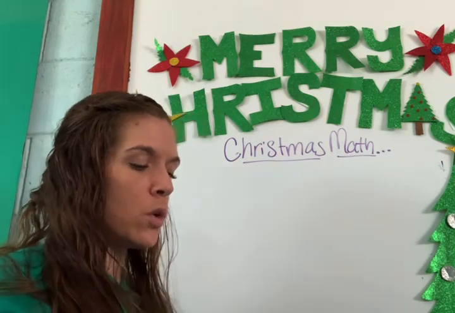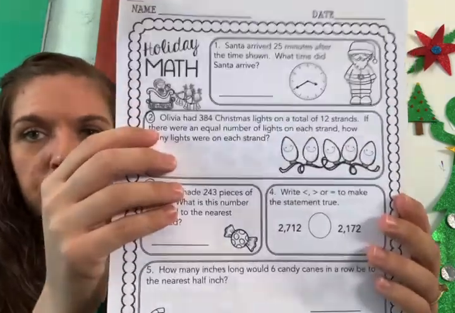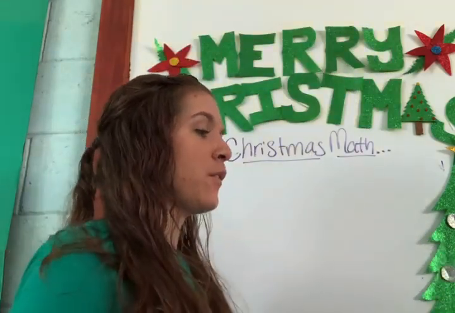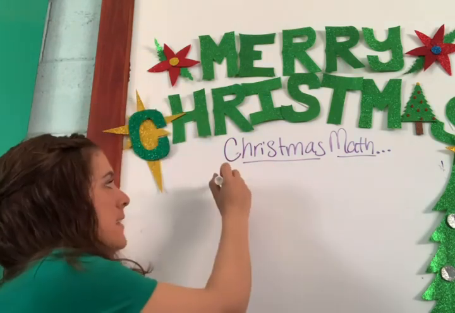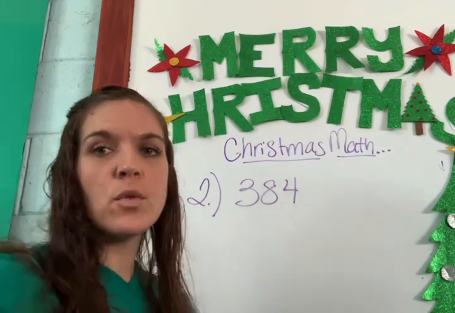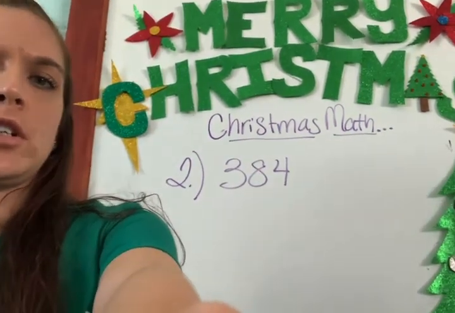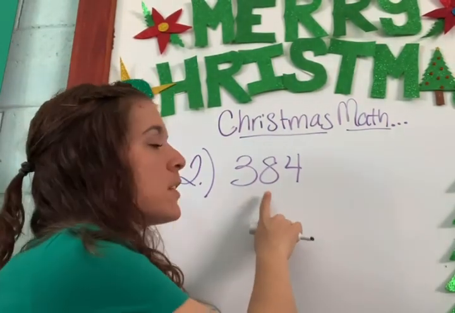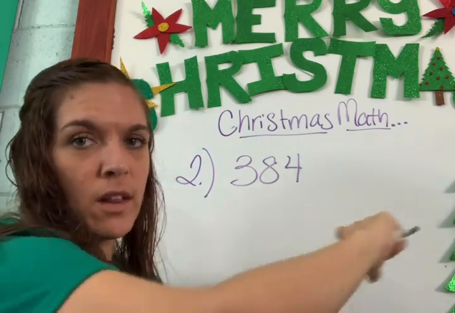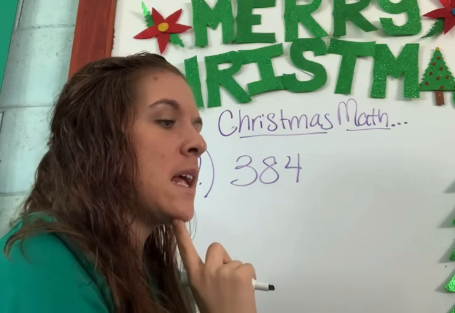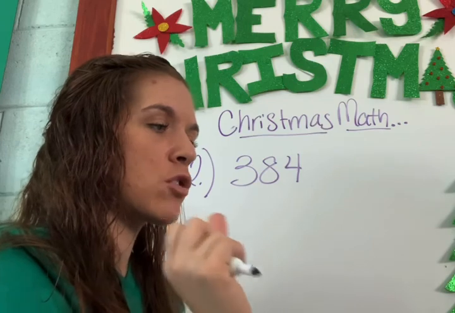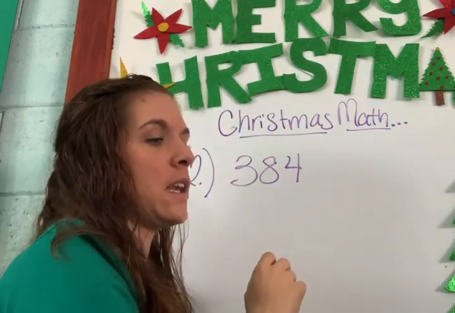Look at number 2 on page 2, right here. What does it say? It says, Olivia had 384 Christmas lights. So as soon as I see that, I'm going to put 384. Whatever I do, you need to do with me, okay? I'm going to move this a little bit closer. There we go. 384 Christmas lights on a total of 12 strands. Strands are the lines of lights. So she had 384 in total, 12 strands. If there were an equal number of lights on each strand, how many lights were on each strand?